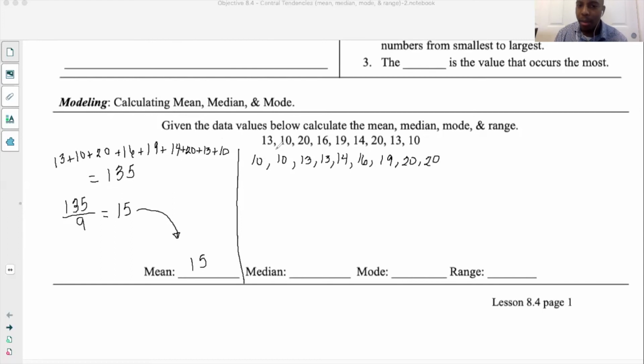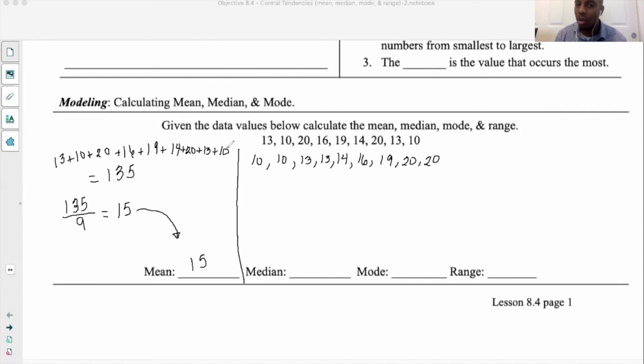But now I need to be able to say, okay, well, what is the median? What is the median of the data? What number's in the middle? Now, the good thing about this, there's an odd number of values here. What do I mean by odd number of values? 9 is an odd number. There are 9 values here. There's an odd number of values.